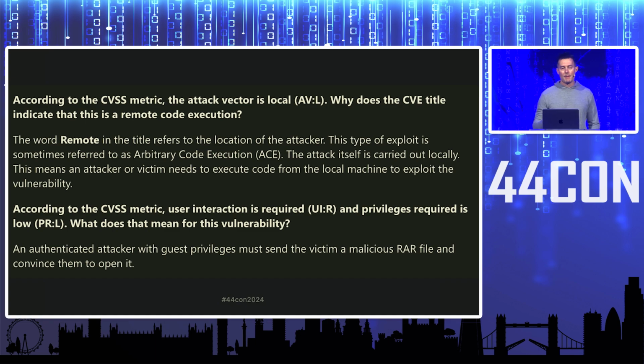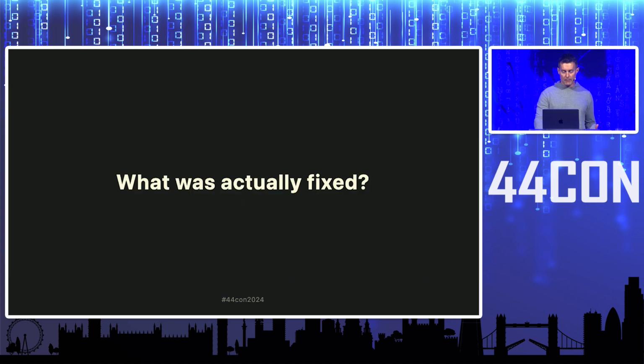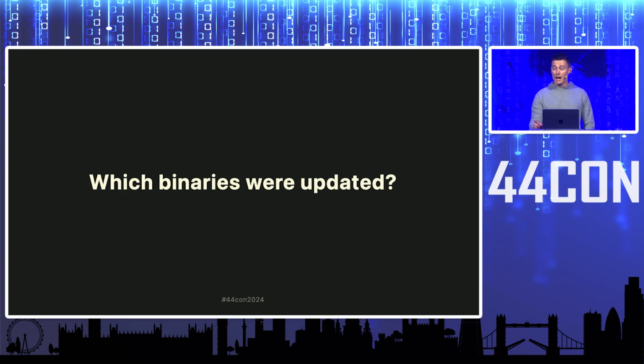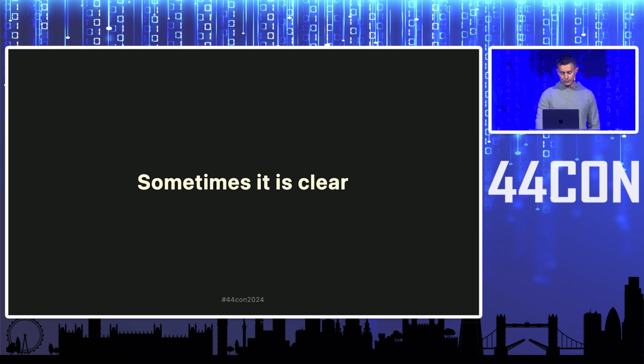There's some more information for each of the CVEs that are listed, but there's a lot of information there. They do give you some useful information, like this last sentence here: an authenticated attacker with guest privileges must send the victim this file for this to be effective. So they do give you some information about it, but the question I want to answer is, what was actually fixed? What changes were actually done to the binary? Which binaries actually were updated? A single CVE can have more than one binary that's been updated. Which ones were actually changed?